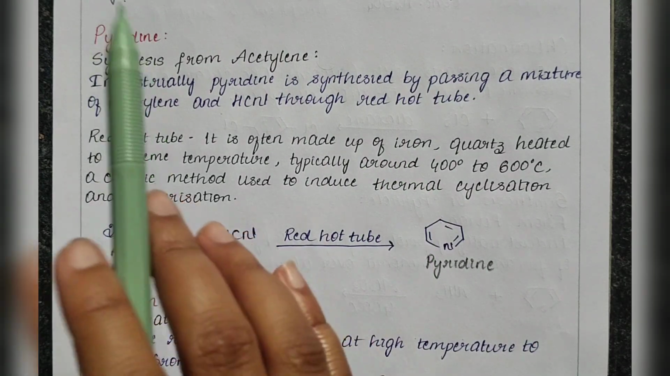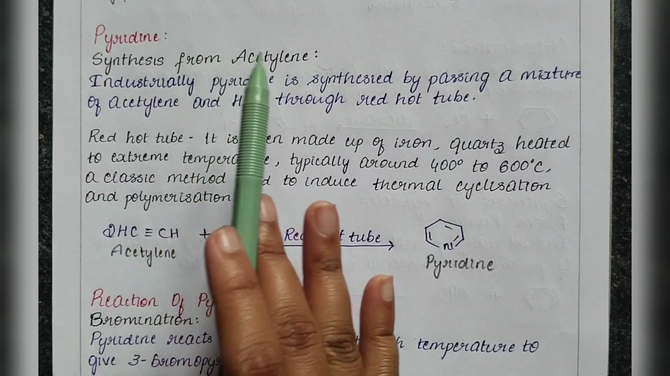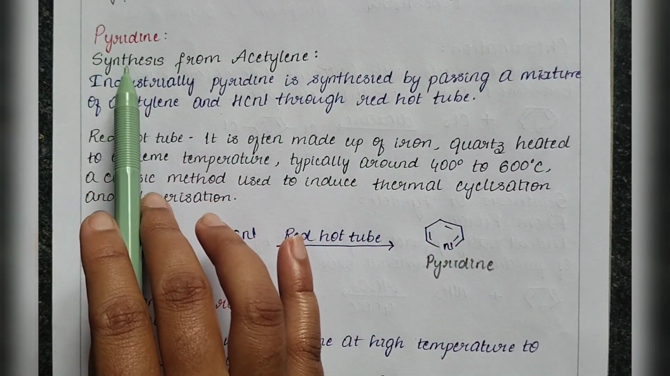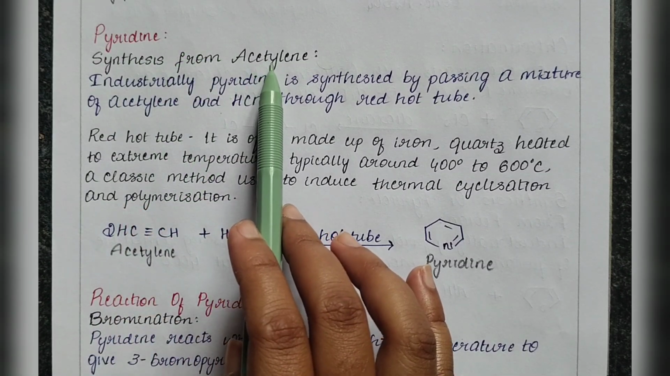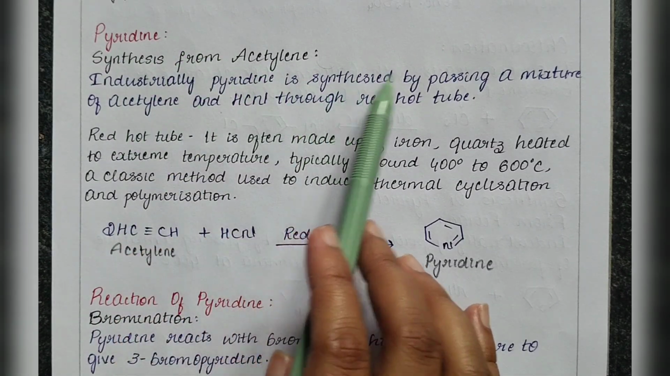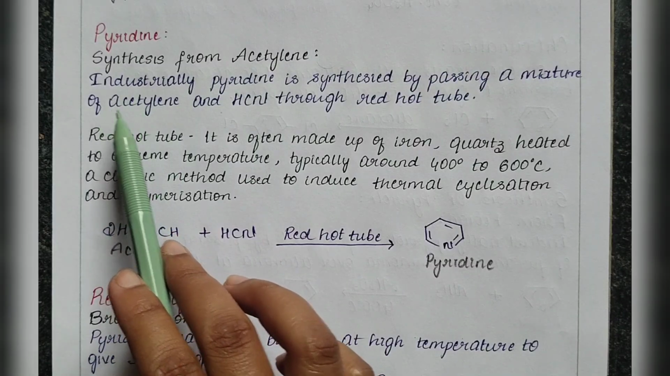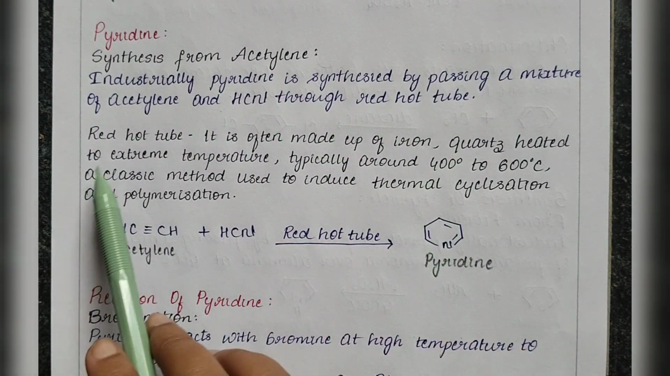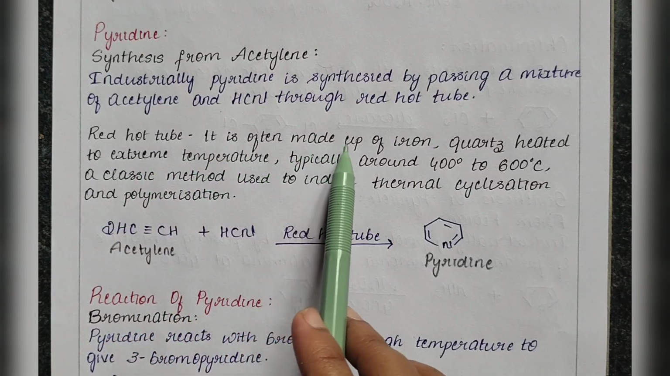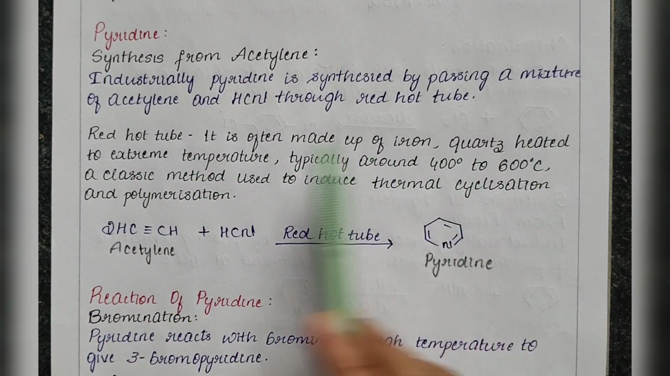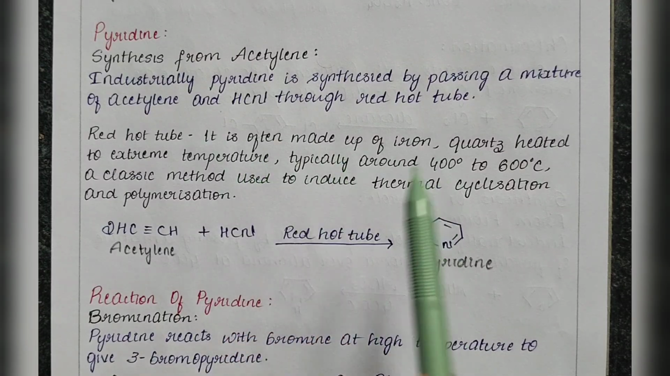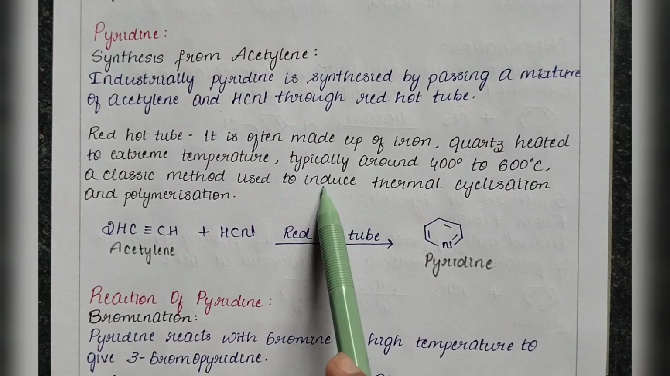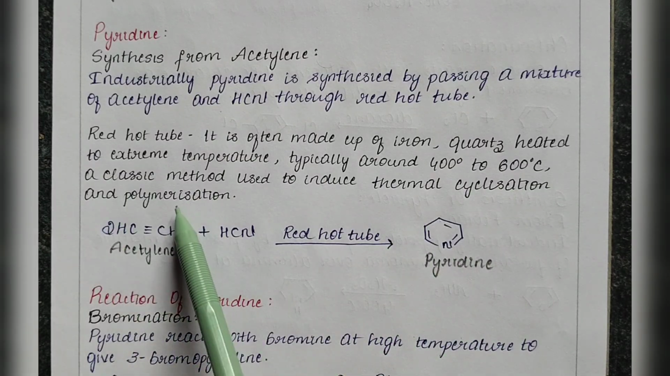The next heterocyclic compound which we are going to synthesize and see the reaction of is pyridine. So synthesis of pyridine from acetylene. Industrially, pyridine is synthesized by passing a mixture of acetylene and HCN through a red hot tube. So what is this red hot tube? A red hot tube is often made up of iron heated to extreme temperature, which is typically around 400 to 600 degrees Celsius, a classical method used to induce thermal cyclization and polymerization.